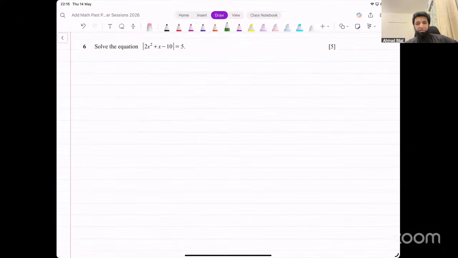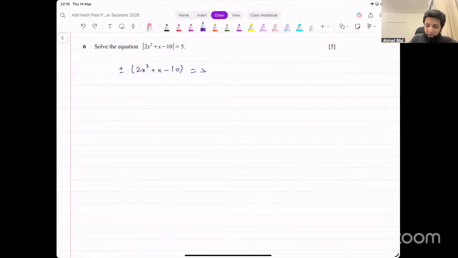It's a modulus equation. How do we solve modulus equations? There are two methods for this, right? Either you square both sides, that is one possibility, or you can remove the modulus and put plus minus in place of that. I prefer the plus minus method. That I think is quicker. So remove the modulus, put plus minus in place of that. Plus minus 2x squared plus x minus 10, that is equal to 5.